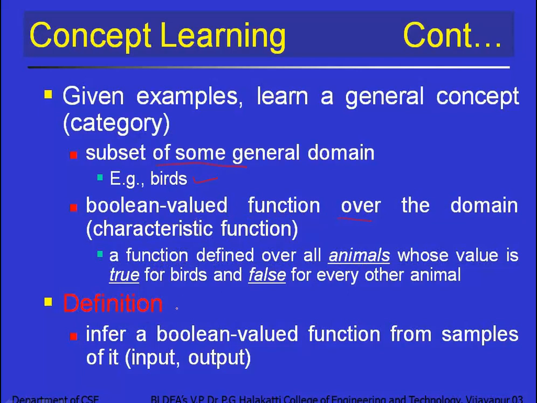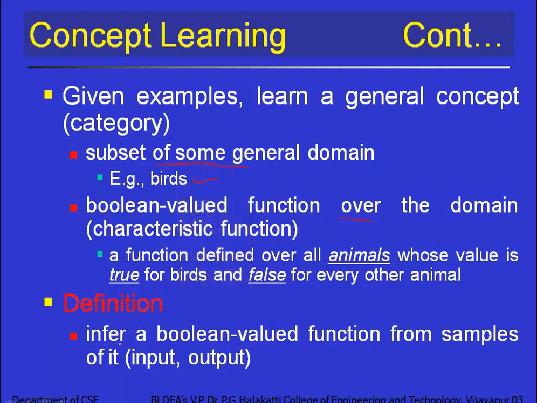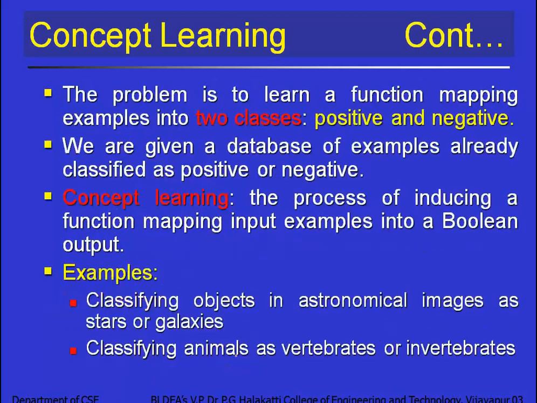The definition of concept learning is that you can derive or infer a Boolean valued function from samples of its input or output. That is, deriving a Boolean valued function from samples, in the sense that it may be either input or output. The problem here, the example you can take, is a problem to learn the concept of two classes.